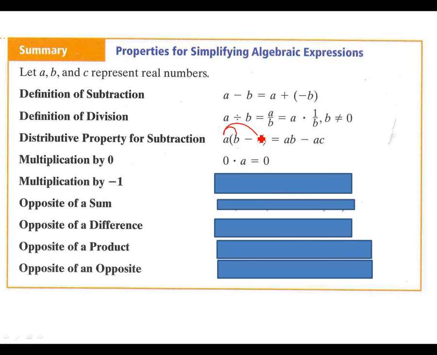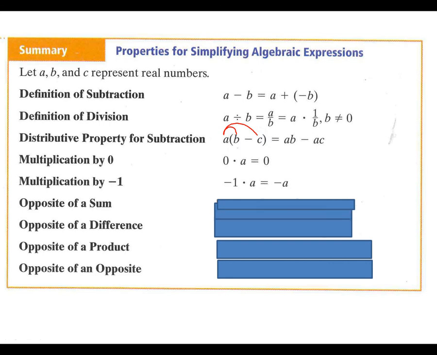Multiplying, if we ever multiply anything by 0, what do we get? We get 0, so anything times 0 is 0. If we multiply by -1, we're just going to change our sign. So -1 times a, we make it negative a. Opposite of a sum, so the opposite of a plus b is negative a and negative b. All right, so you can distribute the negative. This is a really common mistake. We forget there's really a 1 right in here, so we're going to distribute -1 into both numbers.